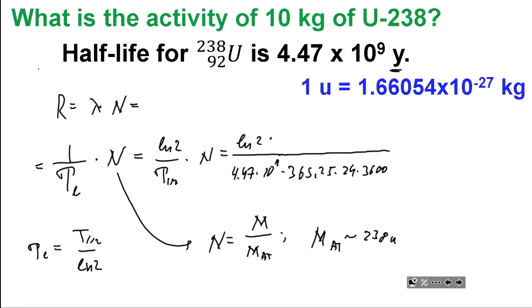So total mass is 10 kilograms divided by atomic mass 238 at 1 atomic mass unit, because we use kilograms and kilograms, 1.67 times 10 to the negative 27.